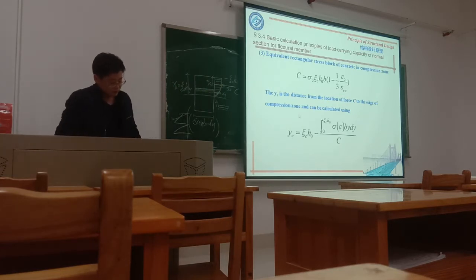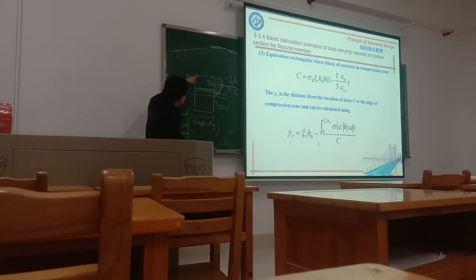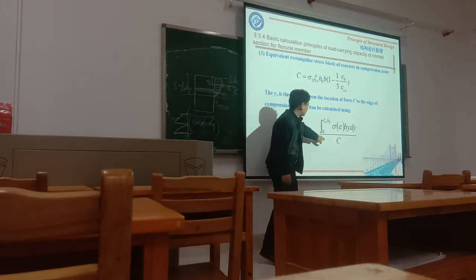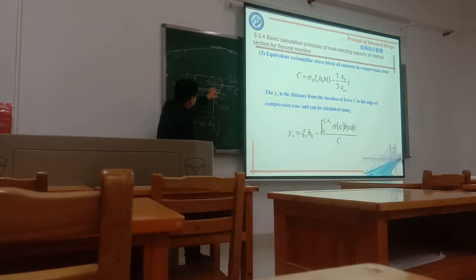So where C equals this, sigma cosine C is zero. Cosine C is zero equals this, the total height of the compression zone. And where C is this part. So this value is the point of the force to the neutral axis.